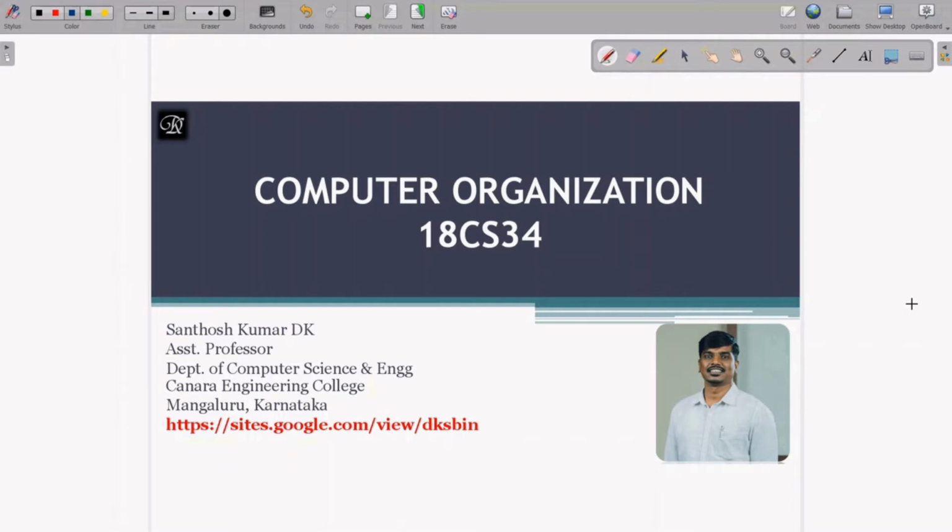I am going to discuss Computer Organization course with subject code 18CS34. In this course, we'll study the organization of the digital computer, the peripheral connections, memory organization, and also a little bit of discussion about ALU and CU working. The study material regarding this course is available on the given website.